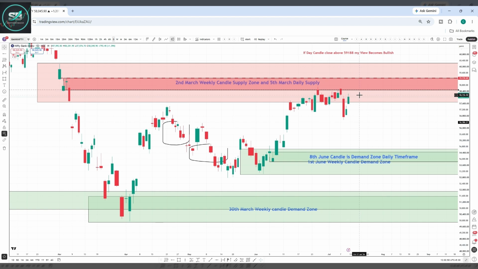When price comes to a supply zone, look for bearish trades. When price comes to demand zones, look for bullish trades, again with very less quantity, not with the usual quantity that you used to trade. So if you are trading with 10 lots, trade with 5 or 3 lots, at least till this July month. Okay, so this is my view in Nifty and Bank Nifty on weekly and daily.